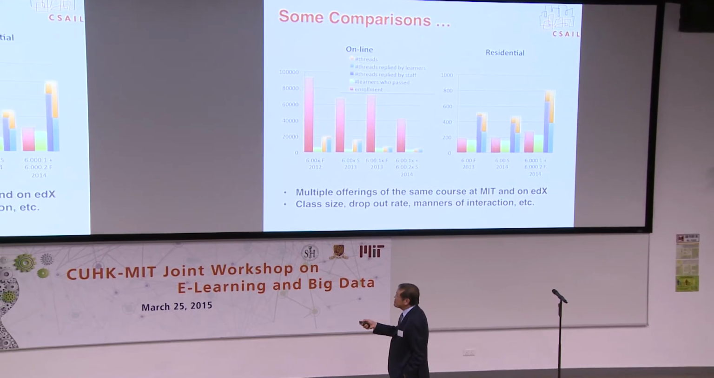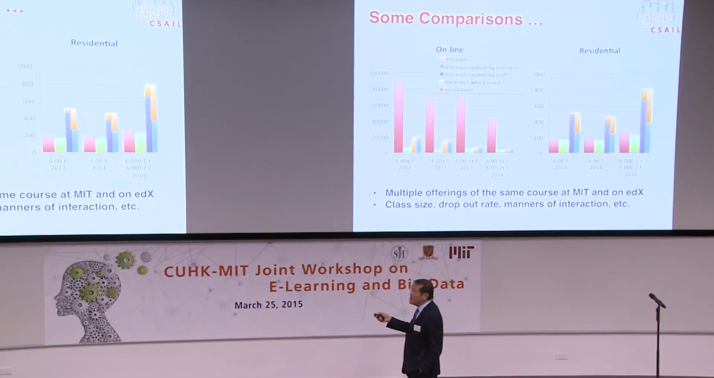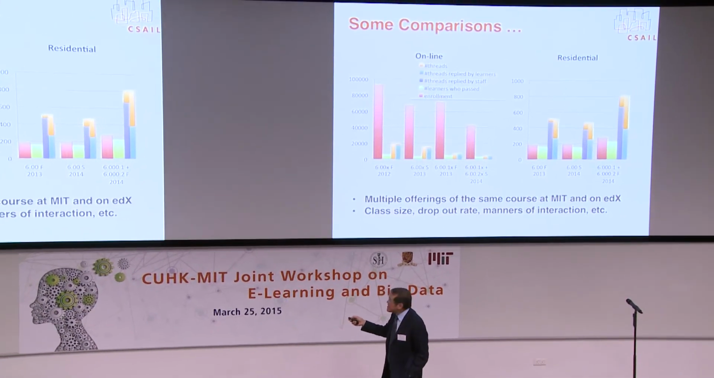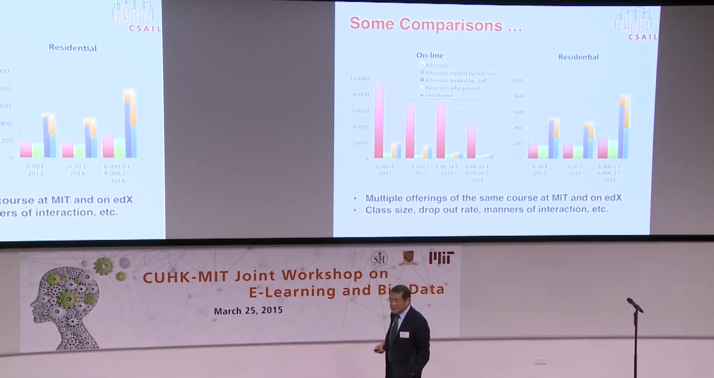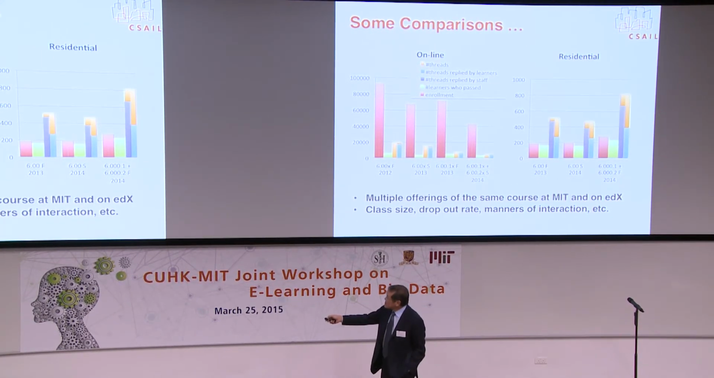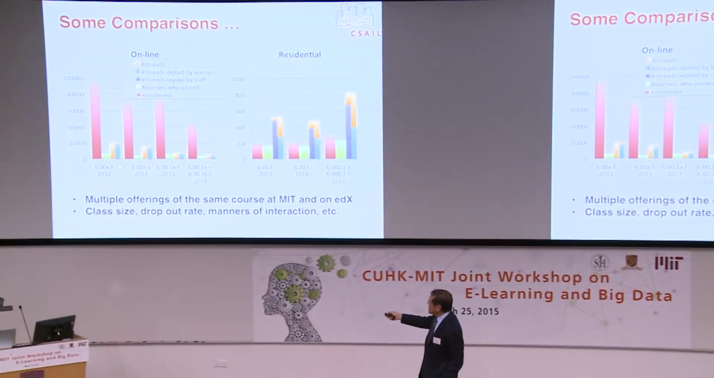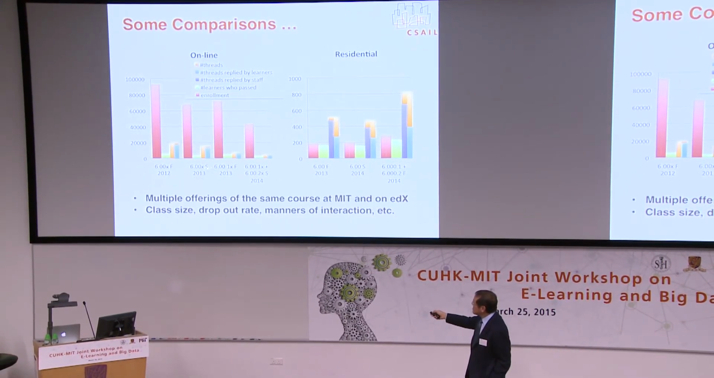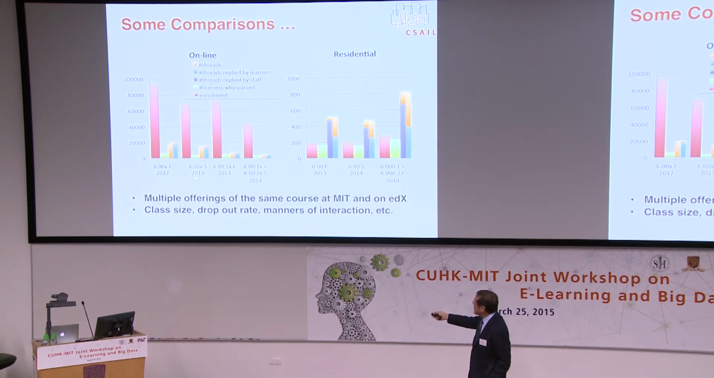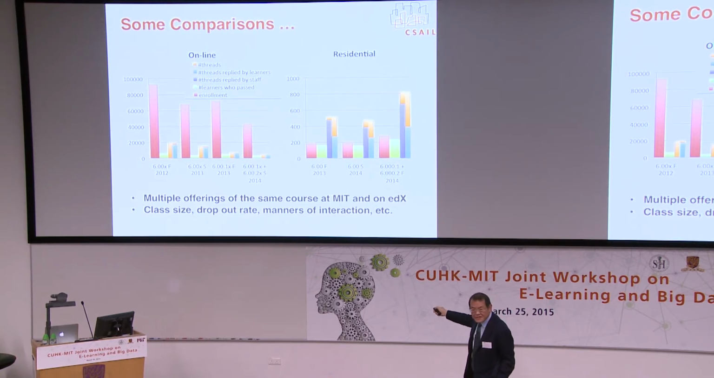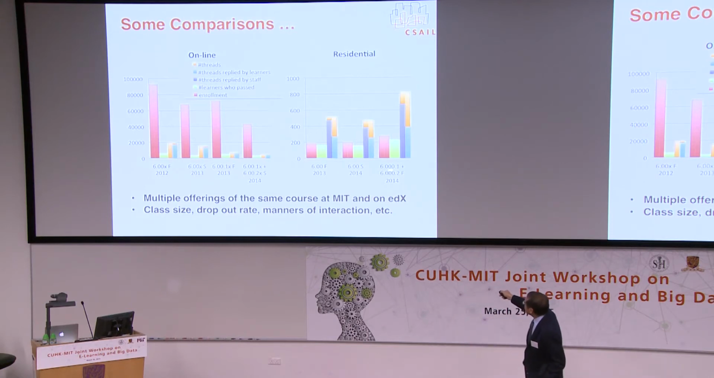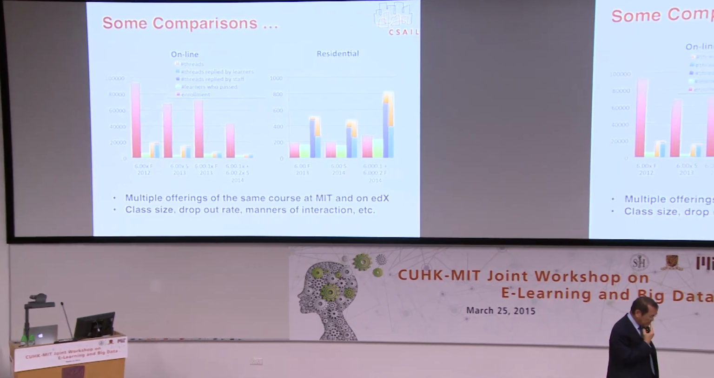On the left-hand side, we're talking about measurements on online versions of the same course, and the residential version of the course over here. Each one of these is one offering. This is the course costs $600. It's in the fall term of 2012, spring term of 2013, et cetera. There are 4 offerings. Am I making myself clear? Okay. Now, here we have 3 offerings of the same course on campus.